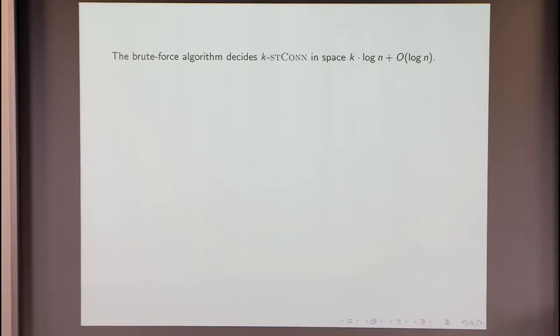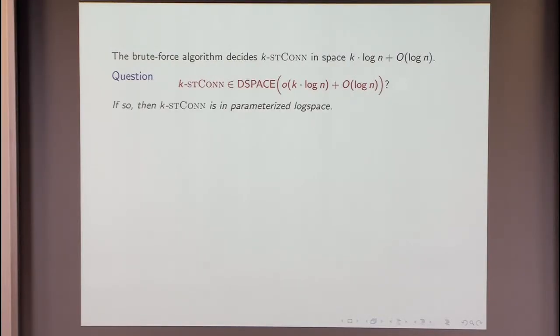If you look at the brute force algorithm deciding k-ST-con, it runs in space k log n plus a linear factor of log n. Here k log n is the space you need to store a path of length k. The next natural question is whether you can improve this to obtain an algorithm with space little o of k log n plus O of log n. And if so, it's very easy to show that k-ST-con is in parameterized log space.